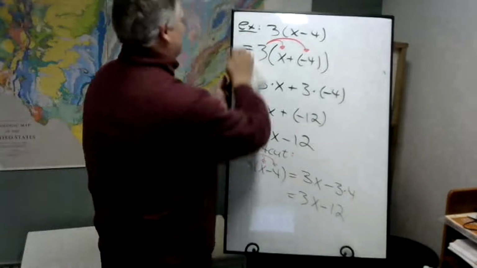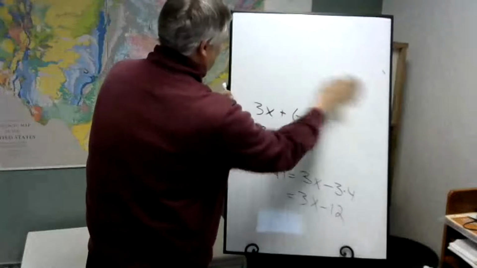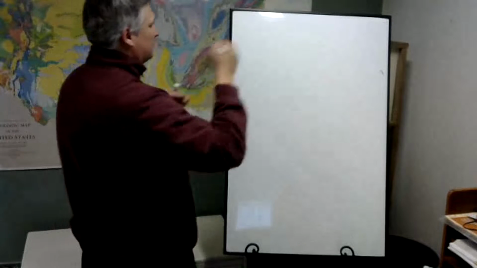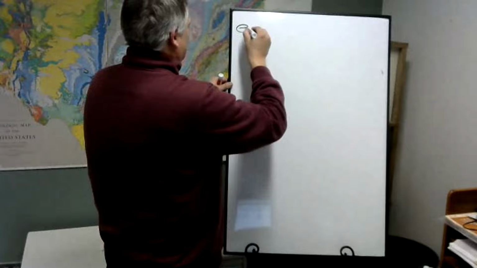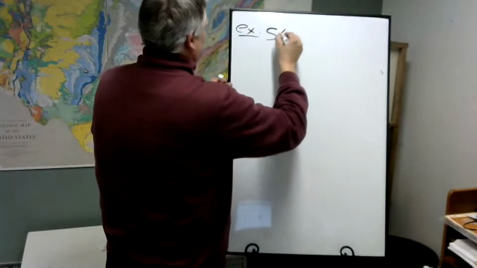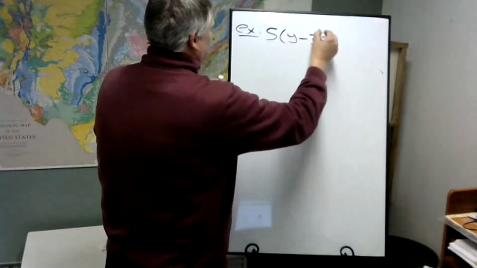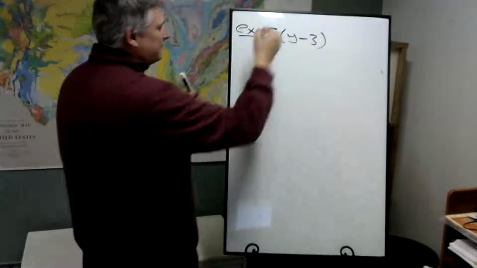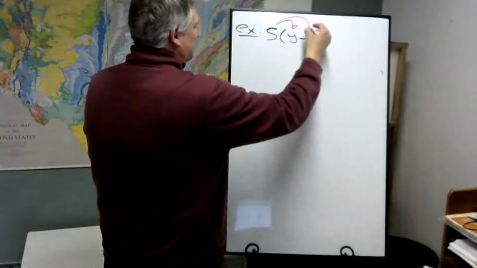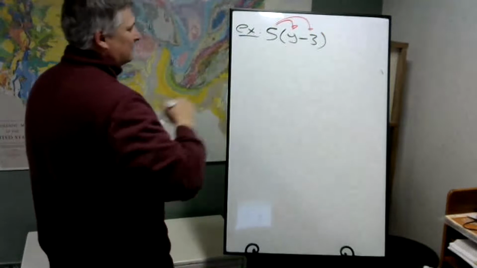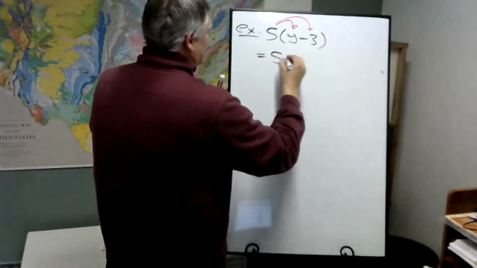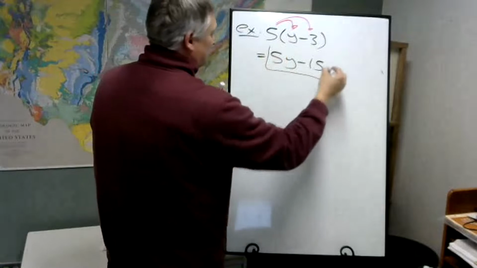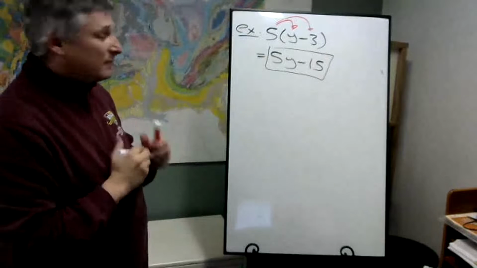Let me do an example. So let's say we have something like this. Well, again, we can distribute this 5 to get 5y minus 5 times 3 is 15. And there we go. That's our answer.